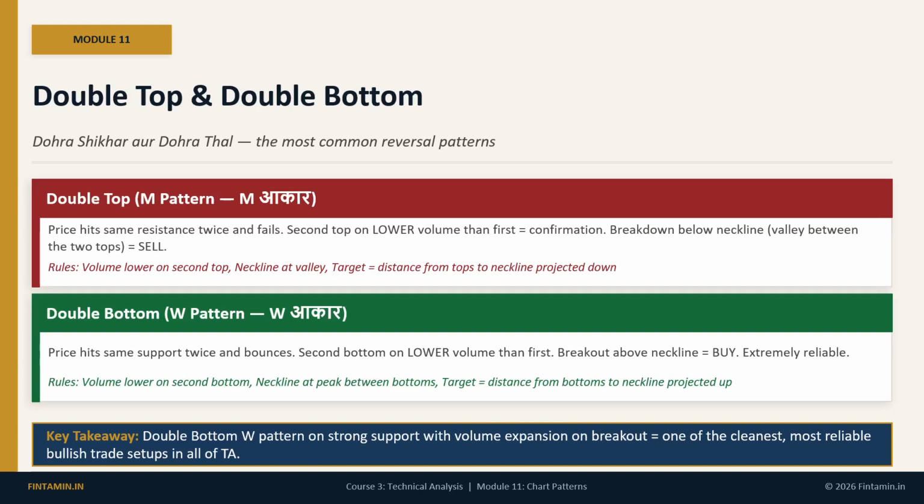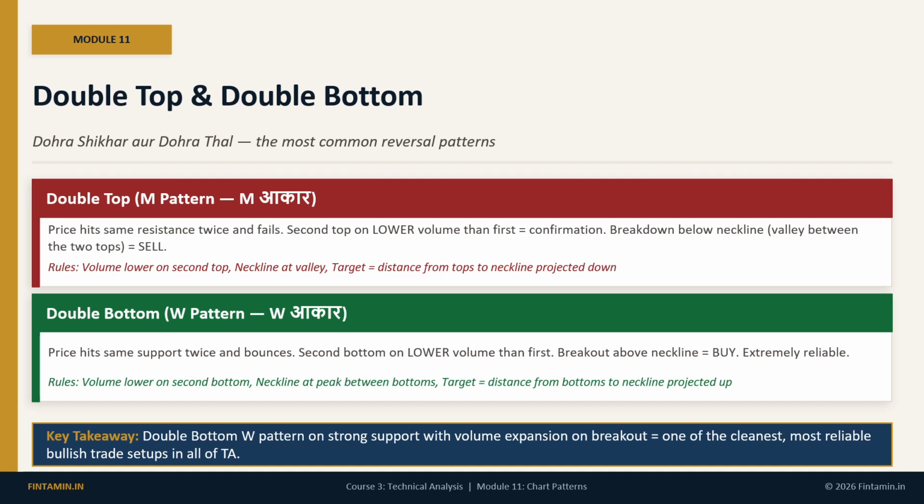Double top and double bottom. Double top is the M pattern. Price hits resistance twice and fails both times. The second top on lower volume than the first is the key confirmation. Buyers are weakening. When price breaks below the valley between the two tops, the neckline, with high volume, the pattern is confirmed sell.